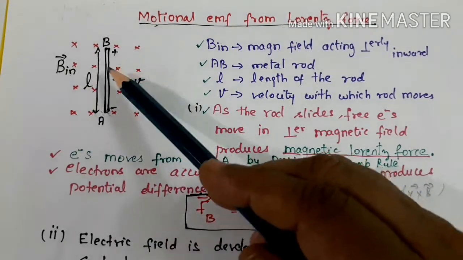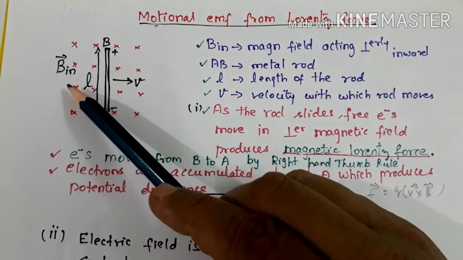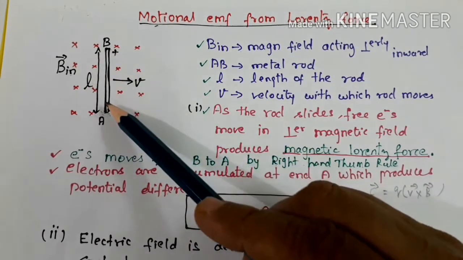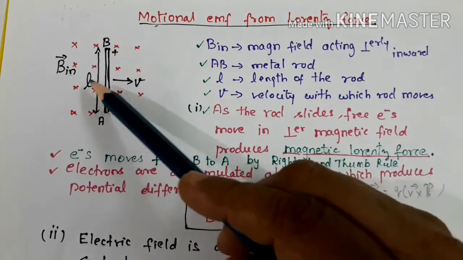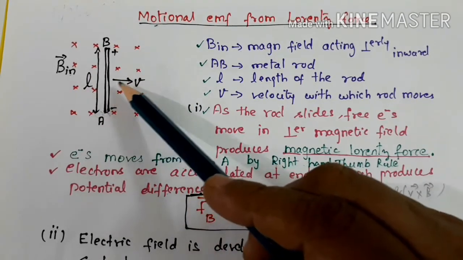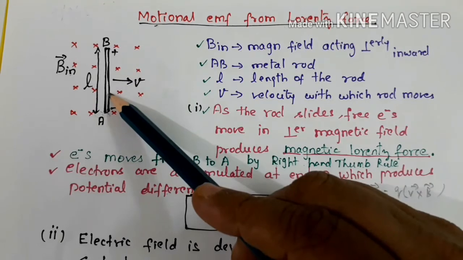Refer to the diagram. You can see the crosses which represent the magnetic field which is acting perpendicularly inward. In that perpendicular magnetic field, a metal rod AB of length L is placed, and it is dragged with velocity v. V is the velocity with which the rod is moving.